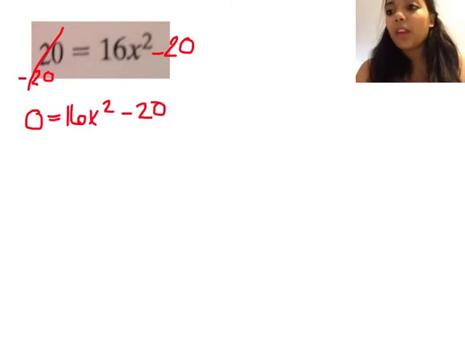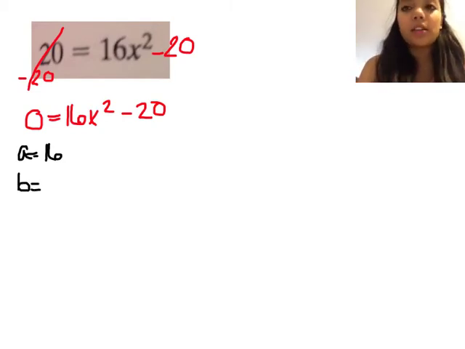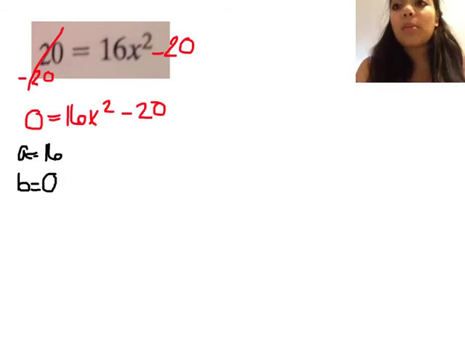So now I'm going to write out what my a equals. A equals 16. But now I'm stuck. I noticed that I don't have a b. I don't have something that's connected to an x. If I don't have a b, that means I'm just going to plug in a 0. And my c will equal -20.